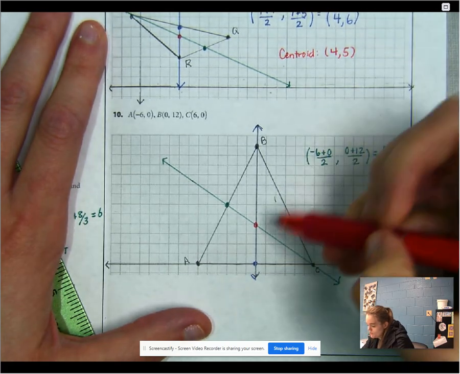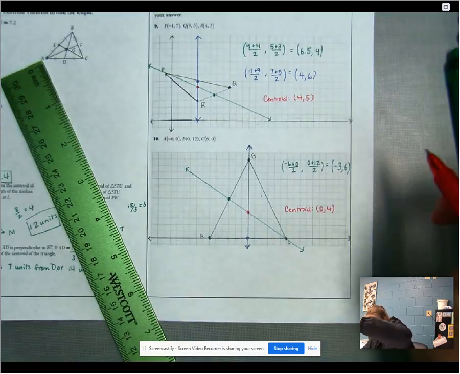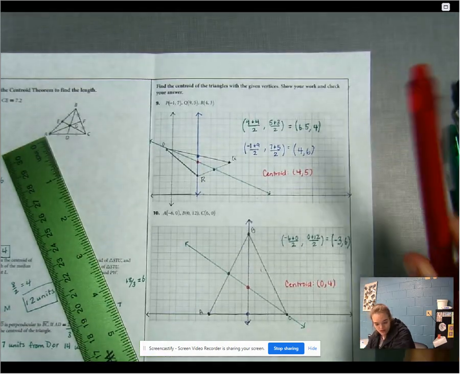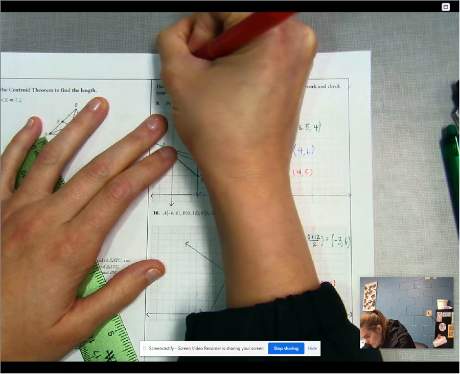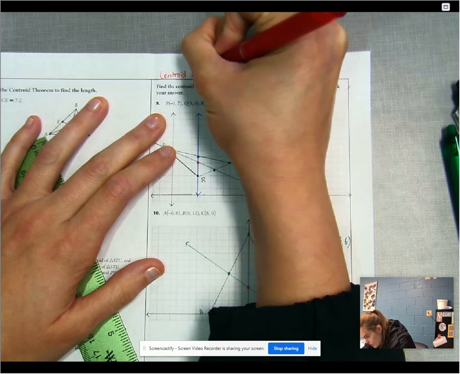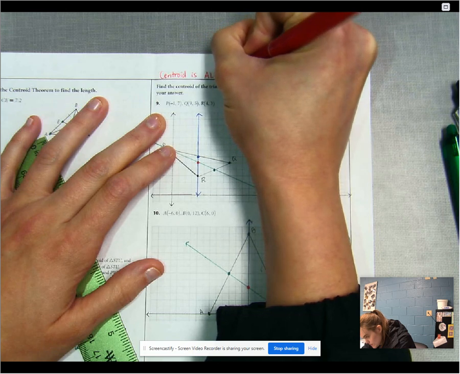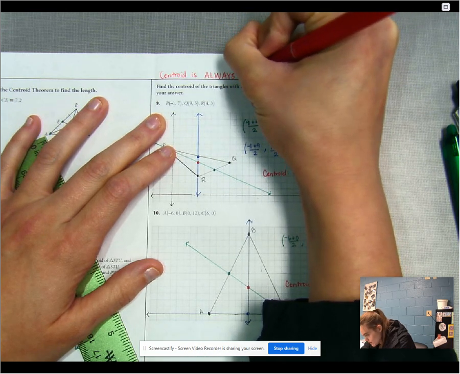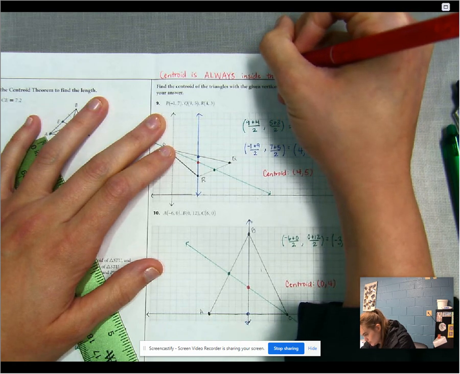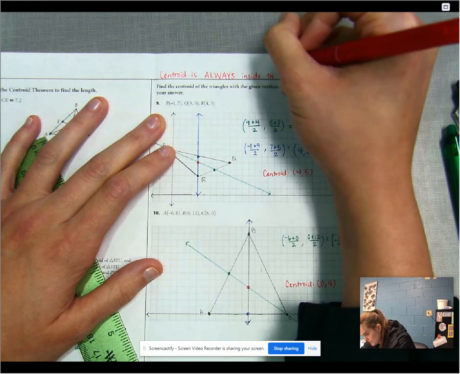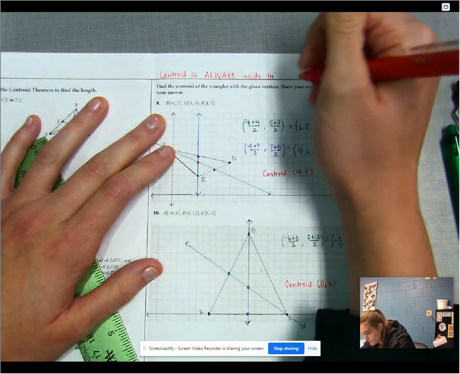Okay. This is an acute triangle, and the centroid was on the inside. The centroid is always inside the triangle. Just like the incenter was inside, the centroid is inside. Say "sin, in," or something, I don't know, so you can remember.